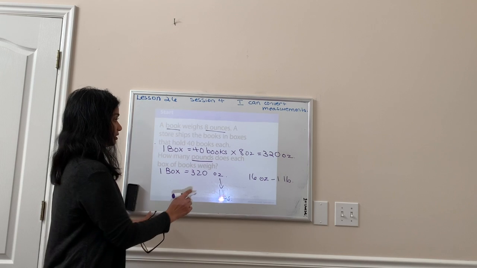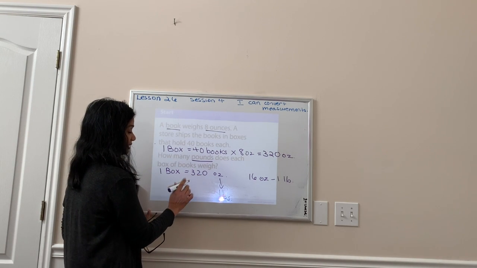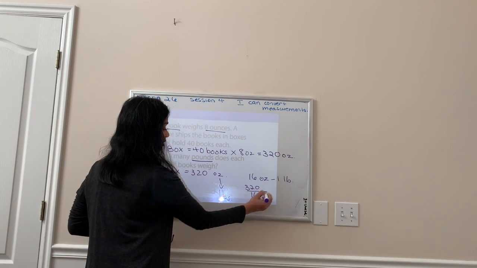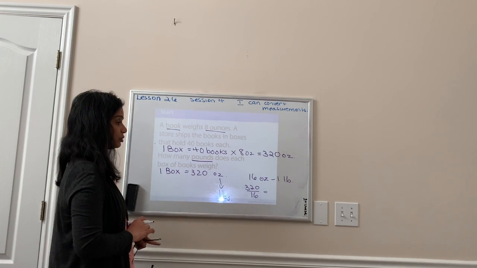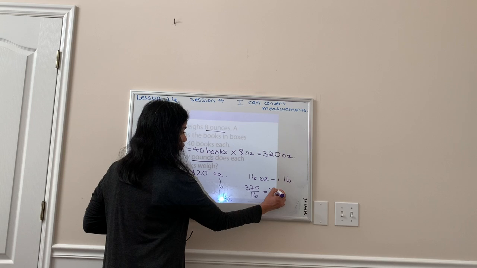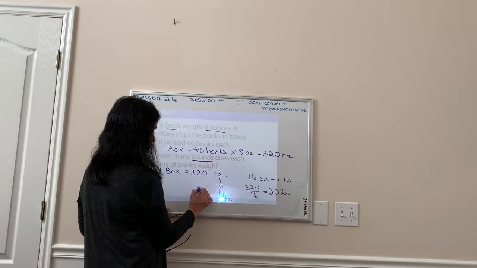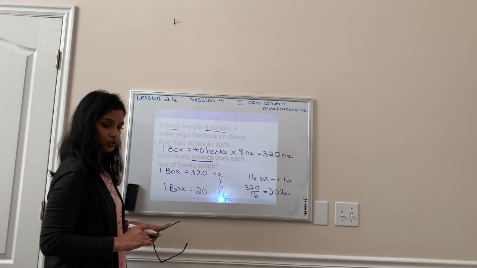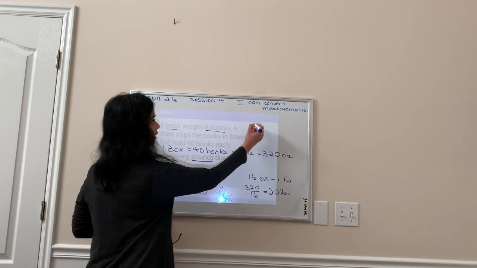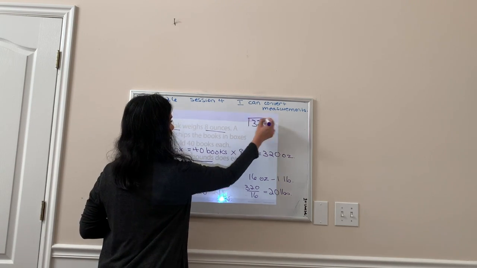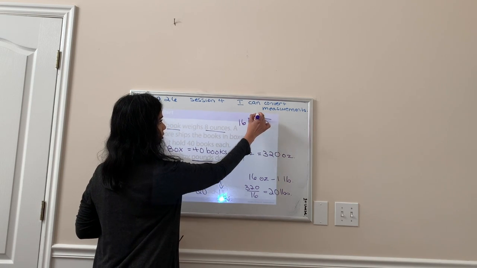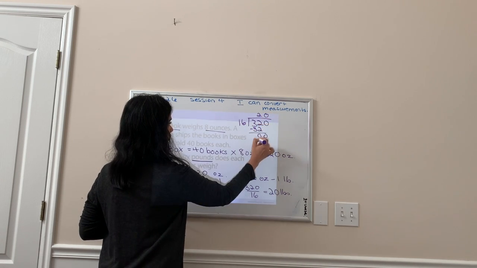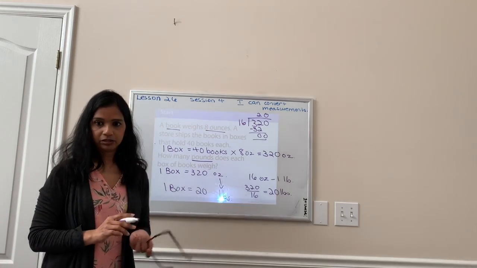So what we need to do is to divide 320 by 16. How many times can 16 go into 320? I know that is 20 pounds. Okay, and you guys know how to divide 320 by 16, right? 16 into 32 is 2, because 16 times 2 is 32. 0, 0, 0. Got it? Okay, let's move on to the next.